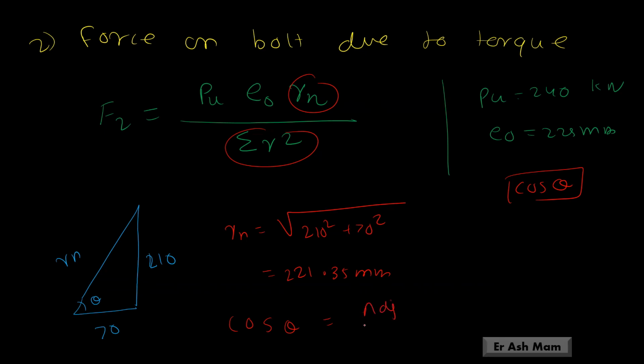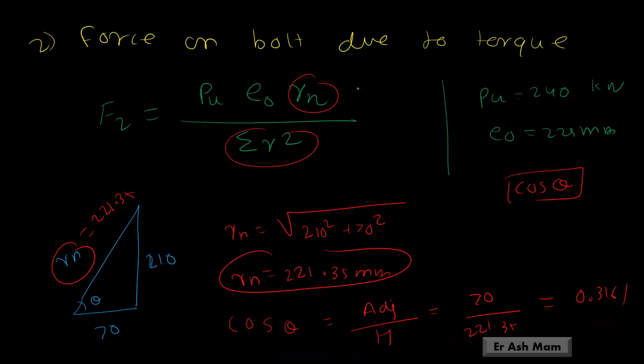Adjacent upon hypotenuse, correct? Adjacent side is 70. Hypotenuse is Rn. Rn is 221.35. Therefore, cos theta is equal to 0.3161. So now we have the value of Rn done, and cos theta again done.